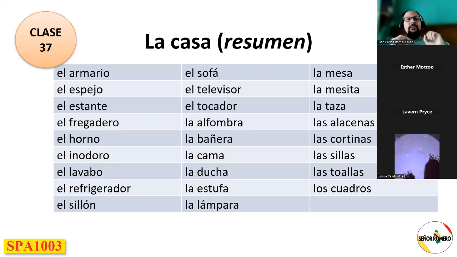El armario, the closet, el espejo, the mirror, el estante is a cupboard, what is in the kitchen where you put the glasses and so. El fregadero, the sink, and so on.